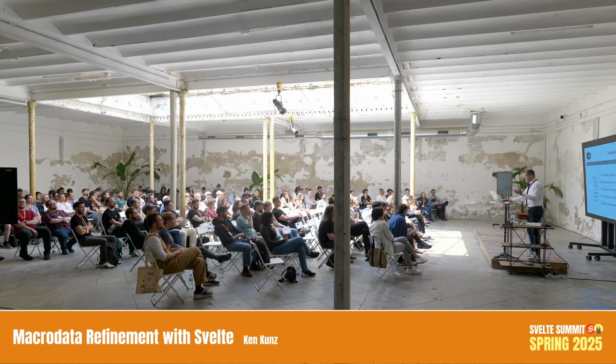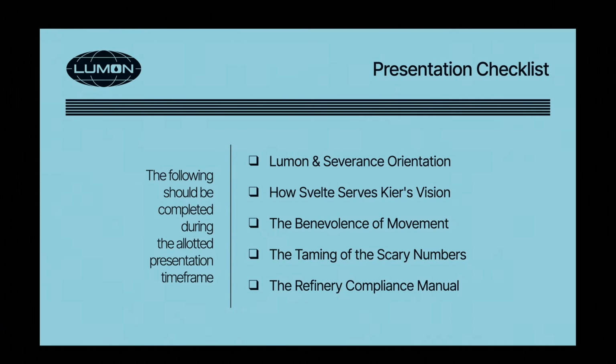Now, a little checklist just so that I can keep track of what I'm going to be talking about today. We're going to have a brief Lumen/Severance orientation. We'll talk about how Svelte serves Kier's vision. Then we'll also go into a little bit of the benevolence of movement, why animation and transitions are so important in user interface design. And then, eventually we'll get to probably the part that a lot of you are most interested in, right? The code/demo part of the presentation. We'll talk about the taming of the scary numbers. And if we have time, I hope we can get to the refinery compliance manual.